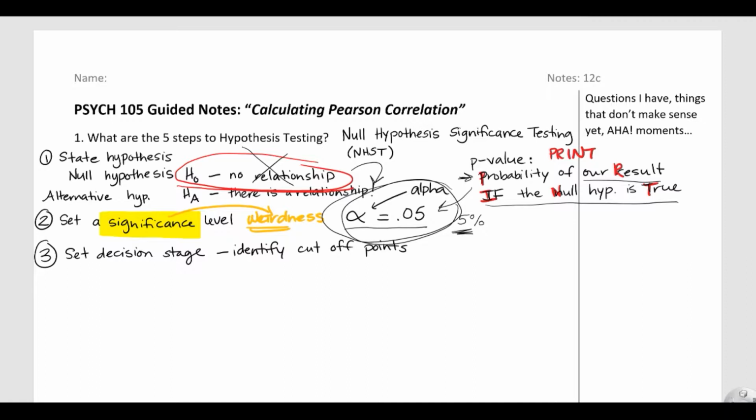So if you're doing it by hand, it's different than if you're doing it on the computer. If you're doing it on the computer, we almost just skip this decision stage step. But because we're doing this by hand, what's going to help us identify that cutoff point is to identify the critical R value. This is typically written as R with crit down below. So that's our critical R value.